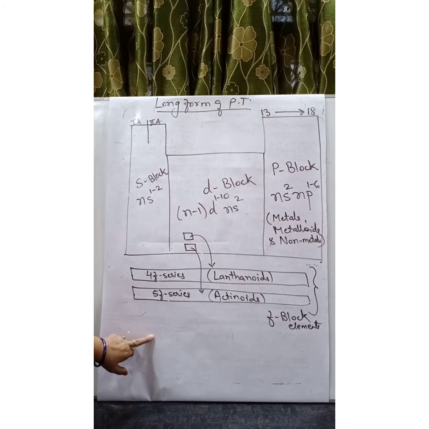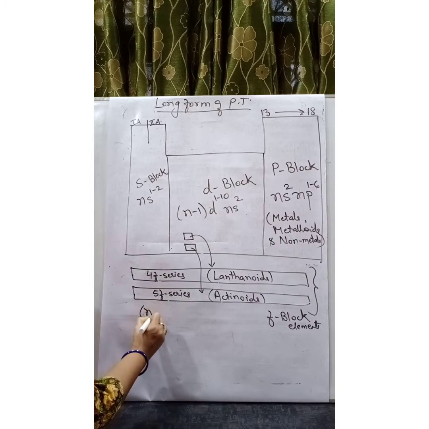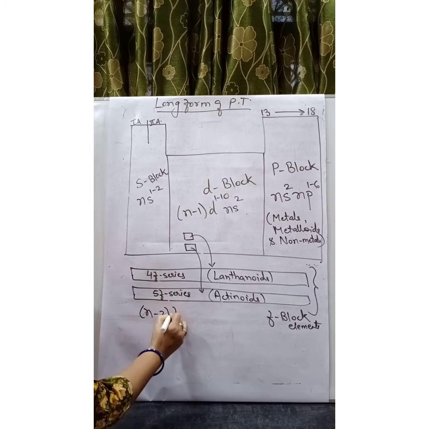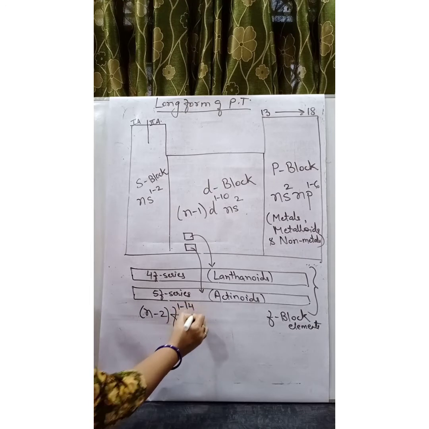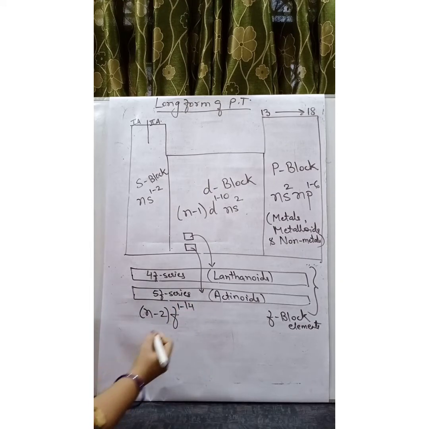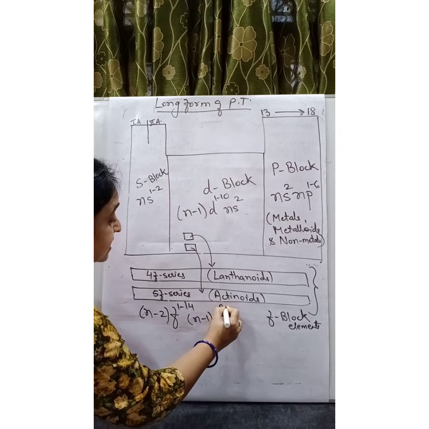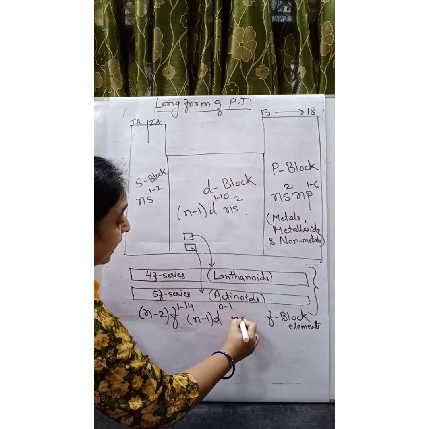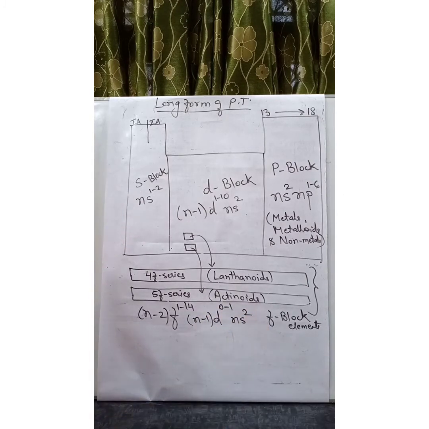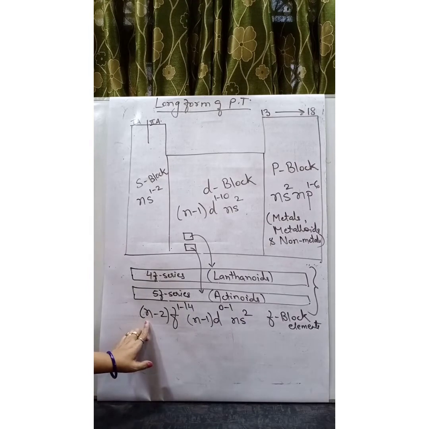The general electronic configuration of the f block element is (n-2)f1 to 14 (n-1)d0 to 1 ns2. You know that n stands for the principal quantum number.